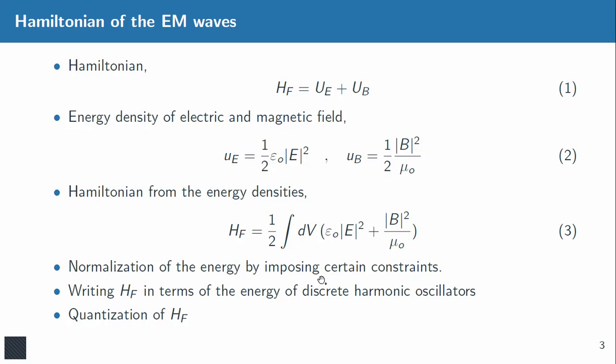So our goal is to impose certain constraints on the energy and to find the energy according to that constraint, or we can say that we want to find the Hamiltonian or energy of the EM wave in a certain volume of space. And we will see how it relates to the energy of discrete harmonic oscillators. In the upcoming lectures, we will see how we can quantize that Hamiltonian and see the implications of the quantum nature of the electromagnetic wave.